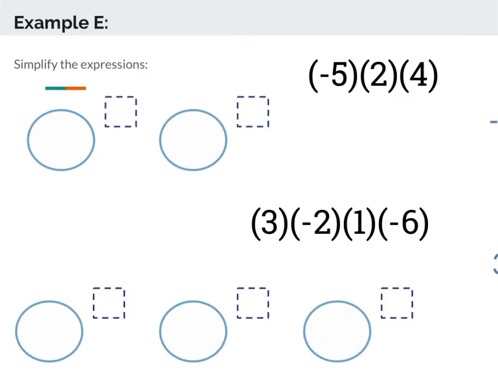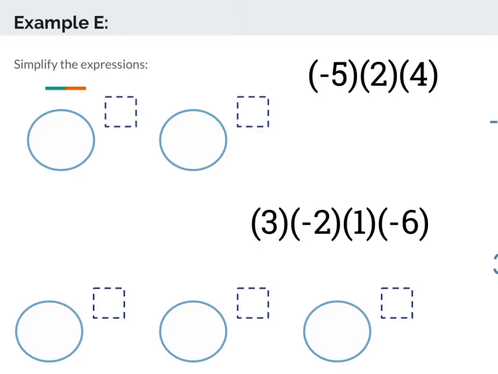So here we are in example E. In example E, I've got more than one number that I'm multiplying together here. So I'm going to need to keep track of my signs as I go along. I'm going to do that by having multiple faces. Is that the only way to do it? No. But I'm going to use the faces first, and then I'm going to talk about a shortcut to help me out.